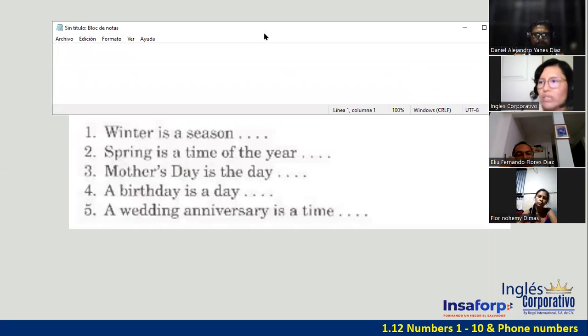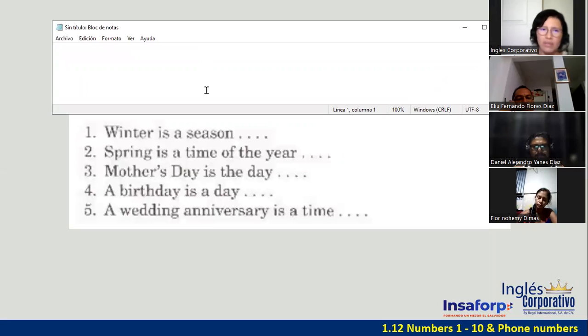Now it says winter. Winter is a season. How would you complete this sentence, guys? Winter is a season. We can get several from here. What could they be?